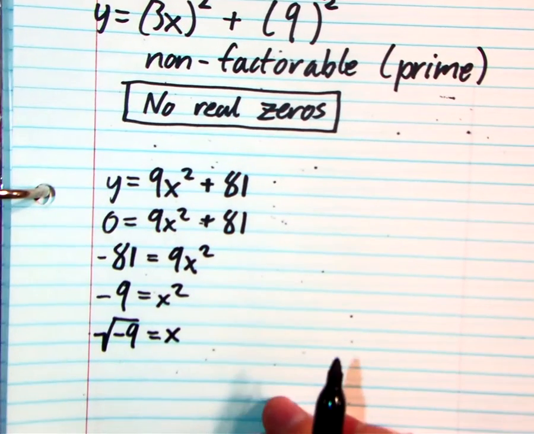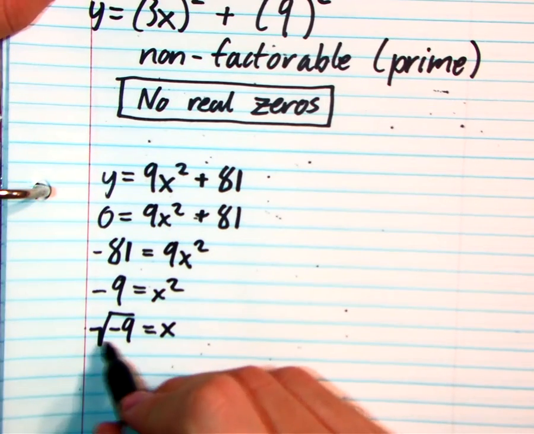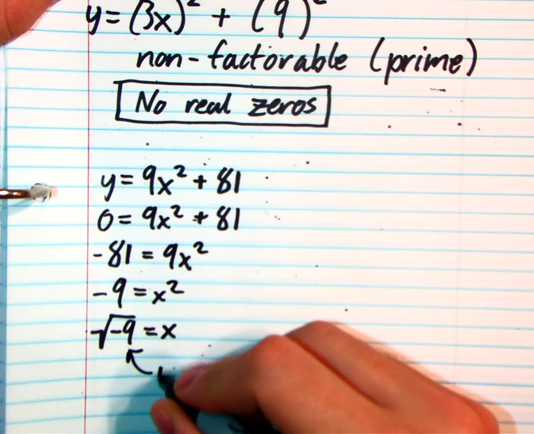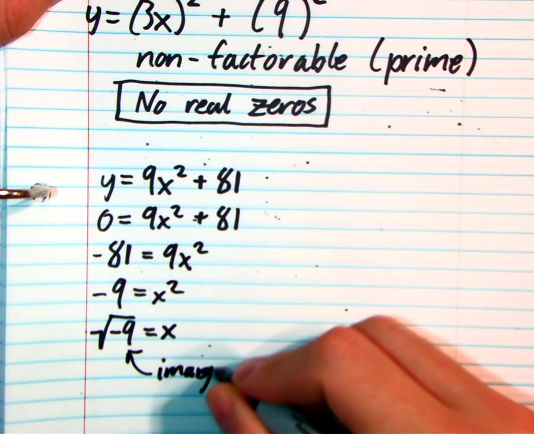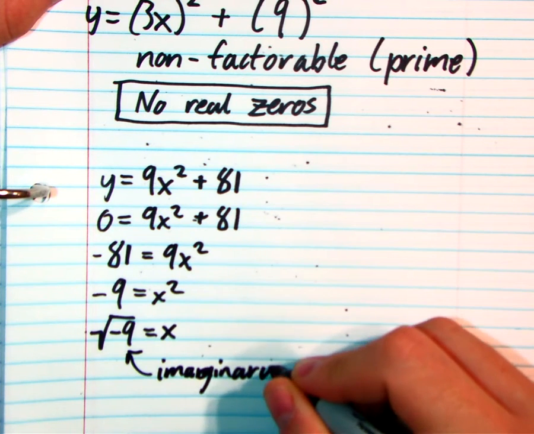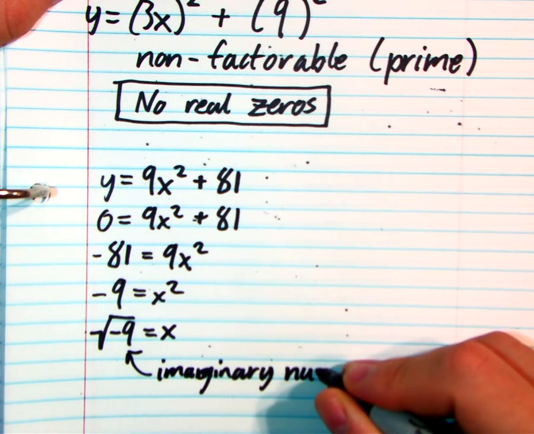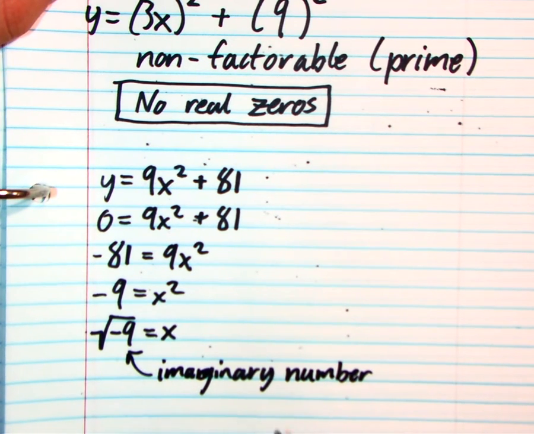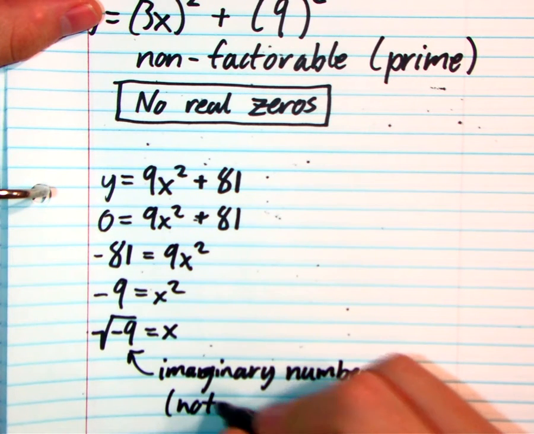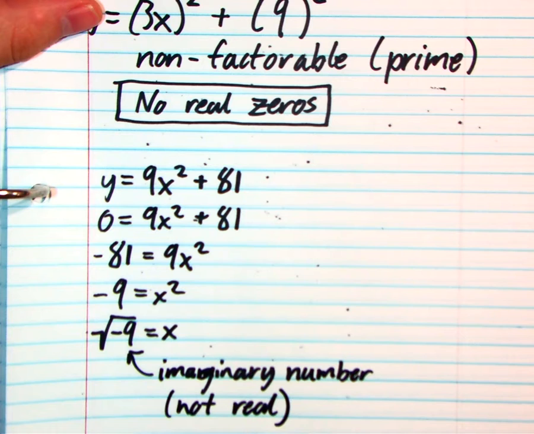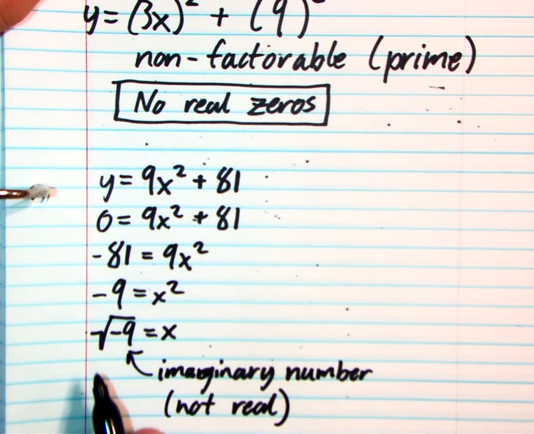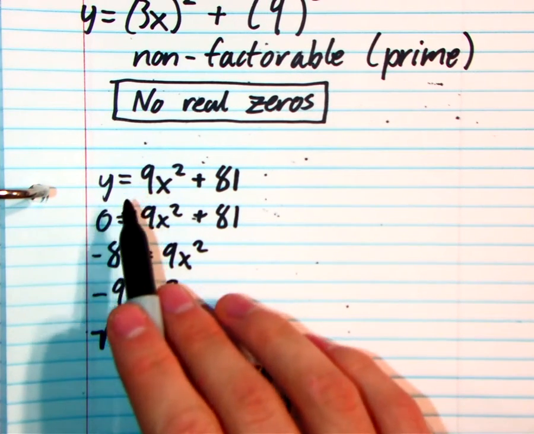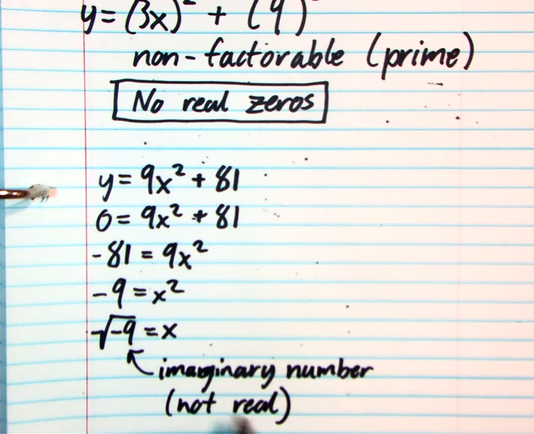Well, what did we learn last year about the square root of negative numbers? The square root of negative numbers are imaginary numbers. So the square root of negative 9 is an imaginary number. In other words, it's not a real number. So even if you were to try to say that the square root of negative 9 is a 0 of this polynomial, it's not a real 0.